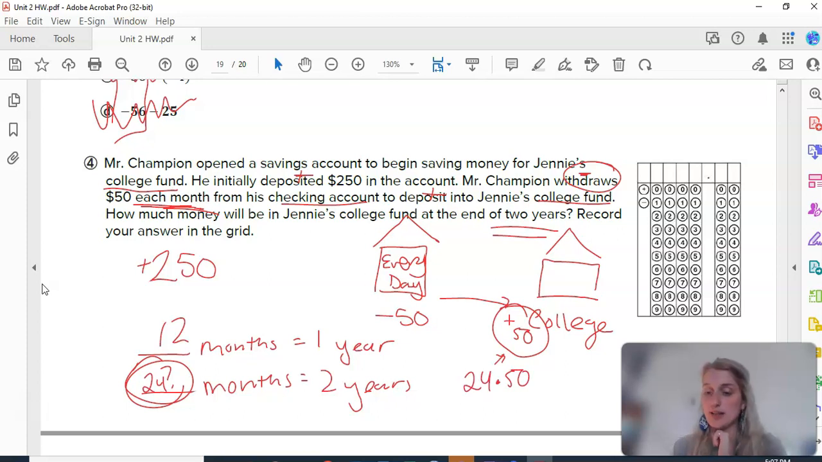But that's not all the money in the account because when he started the account, he had a lot of money and he put $250 in there. So order of operations says find me your multiplying answer first and then add $250 to that, and that will be the total amount of money in Jenny's college fund after 2 years of savings.